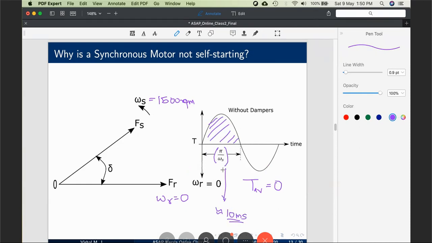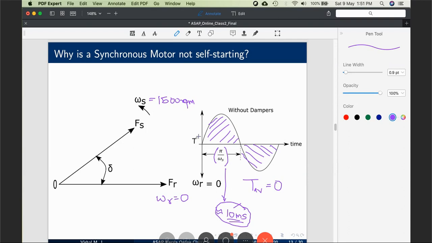Now the problem here is that the rotor is a heavy piece of steel. It's an electromagnet kind of a thing. 10 millisecond is too small for the machine to react. Before the rotor could react to this positive torque, it is subjected to a negative torque within 10 millisecond. Before it could react to the negative torque, it is again subjected to the next cycle of positive torque. Thus, a synchronous motor experiences a pulsating kind of torque, so the average torque becomes 0.